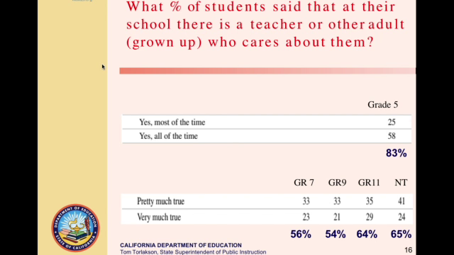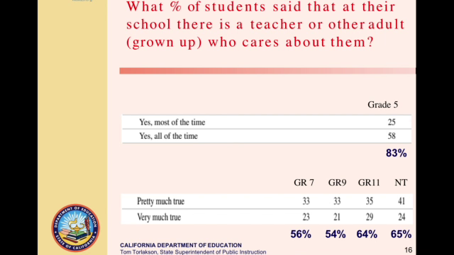So if we look at one of the specific questions, it's what percentage of students said that at their school there is a teacher or other adult or a grown-up who cares about them. And in 5th grade, for students who answered yes most of the time, it was 25%. And for students who said yes all of the time, it's 58%. So I think 5th grade is doing a pretty good job, where 83% of the students say that there is a grown-up on campus who cares about them most or all of the time. So nice job, 5th grade.